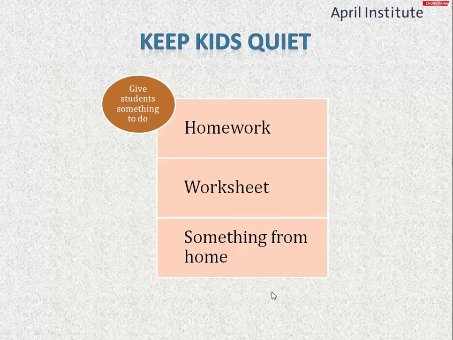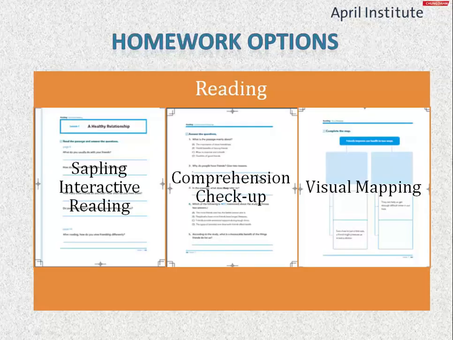So anyways, to quickly give you some examples of homework that they can do, this really goes for all the levels, seed through sapling. So for reading, I guess sapling only, interactive reading they could do. Also comprehension checkup. If you remember from the trainings, we said that they don't really need to write these long sentences out. Same thing for visual mapping. They just wrote keywords. Well, what you can have them do is go back to the textbook and actually write out these sentences. And that'll help them later on when they study for their book test.